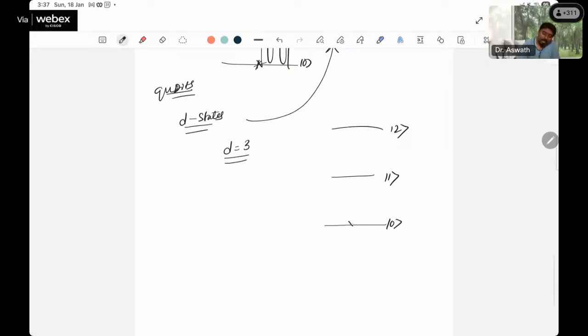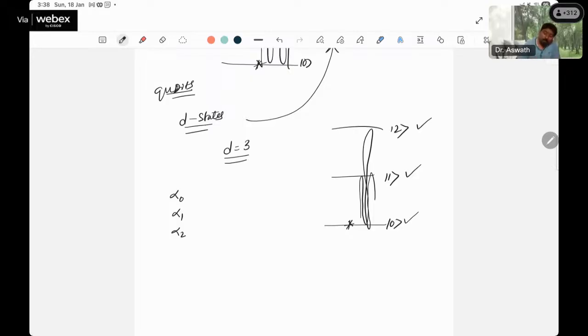Now let's say an electron is there. It can exist in the 0 state, or the 1 state, or the 2 state. Probably it might go to 1 and come back, or go to 2 and come back, and at a given point it can exist anywhere. Its presence is shared across 0, 1 and 2. So there is a probability amplitude corresponding to 0, to 1, and to 2.